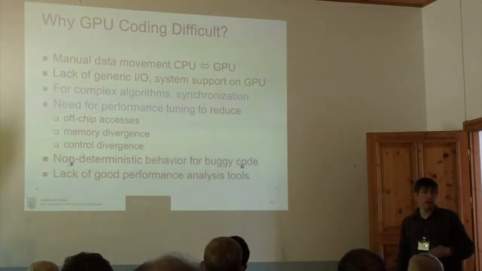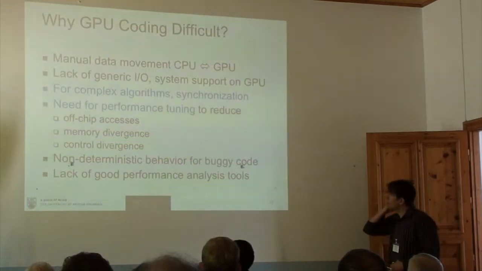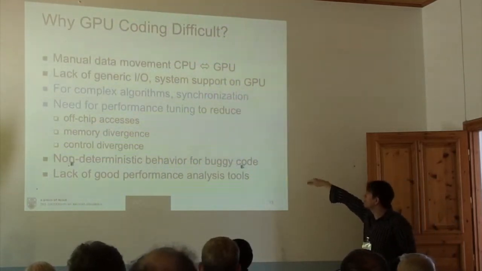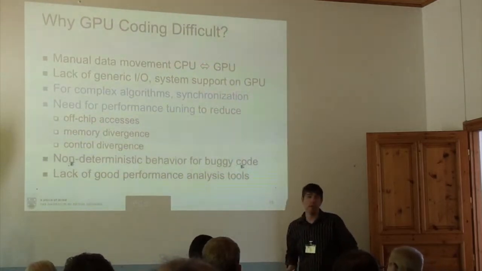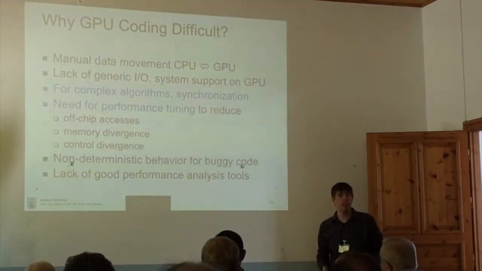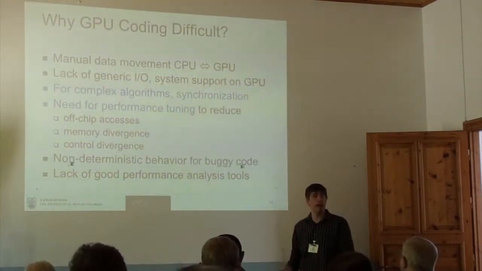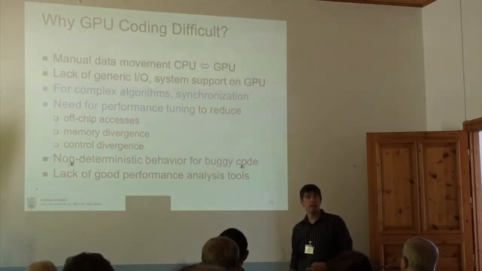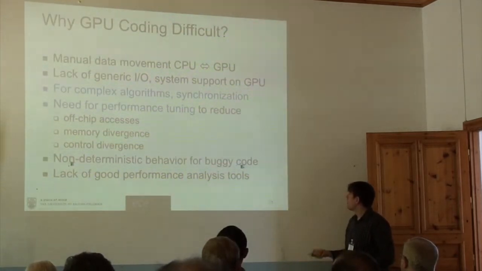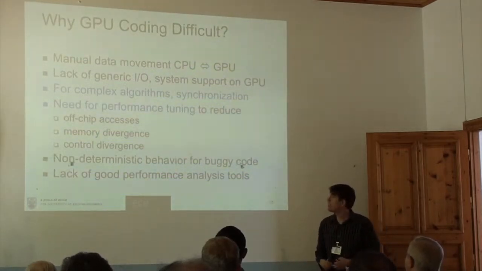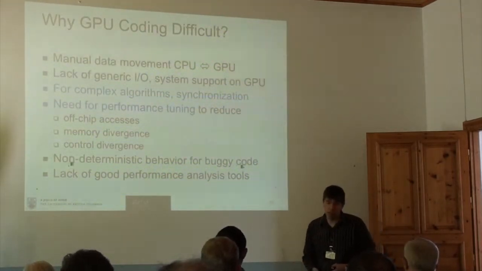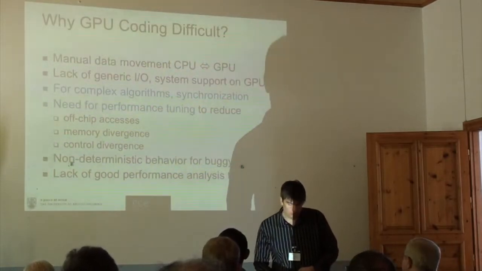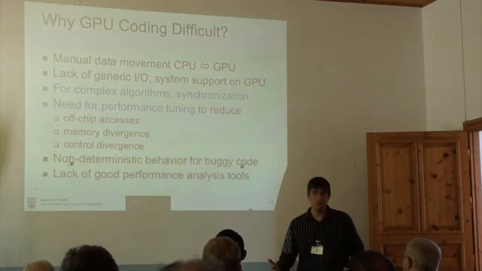Another thing that makes coding accelerators hard is the need for performance tuning. There are a whole bunch of reasons why you need to do performance tuning, but generally when you write some code for the accelerator, you spend a lot of time after it's working correctly making sure that it's actually getting good performance. Other reasons, depending on the type of accelerator, might be non-deterministic behavior that makes debugging code hard. And there might be a lack of good performance analysis tools. For example, you have VTune on the CPU, but not on the GPU.